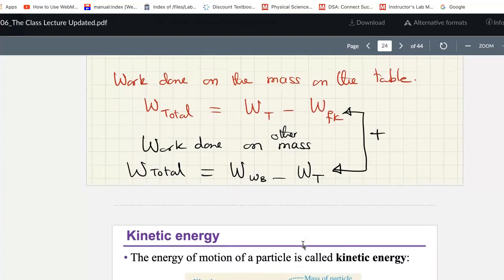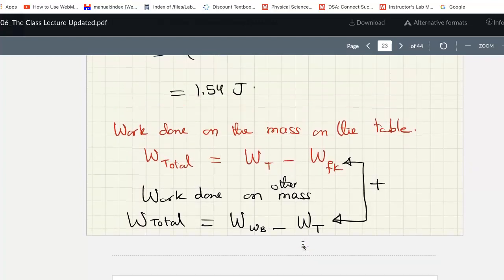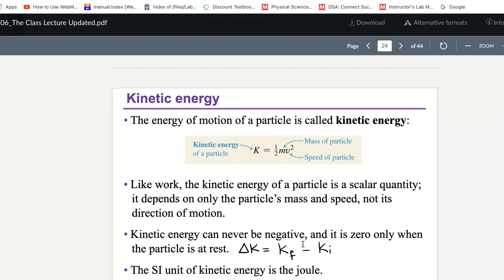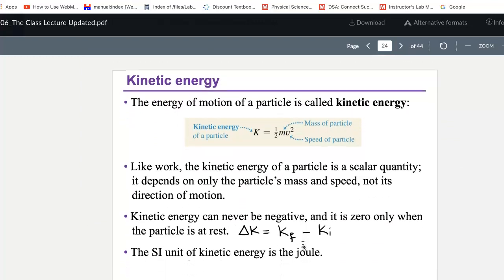Okay, then this is concluding this part. Now, this is repeated. Kinetic energy is the energy of motion. It is calculated as 1/2 mv squared. Like work, it is a scalar quantity. It depends only on the mass and speed. It has nothing to do with the direction, so it's a scalar.